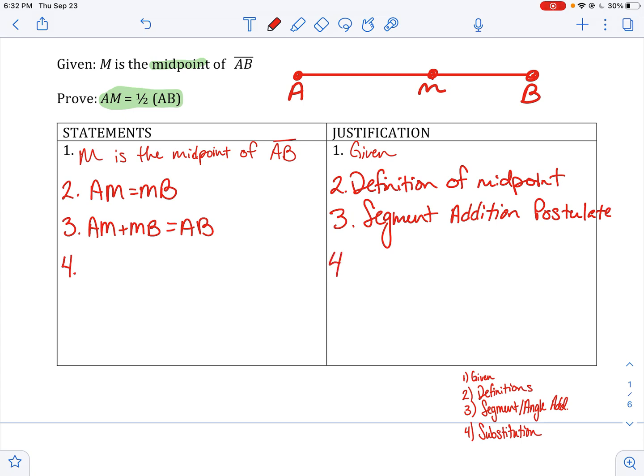So step 4, I want AM and AB, so what I need to get rid of is MB. And let's see if there's anything I could substitute for MB. Well, let's look back at the first 2 steps of our proof. What else could I say is equal to MB? Well, instead of MB, I could put AM because they're equal. So AM plus another AM instead of MB equals AB. That's substitution. And at this point, I would encourage you to pause the video and really finish this proof on your own. I believe you could finish it by yourself.